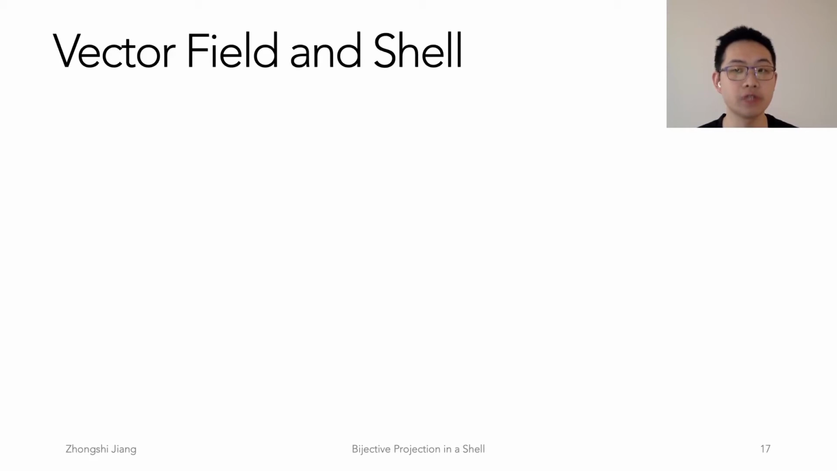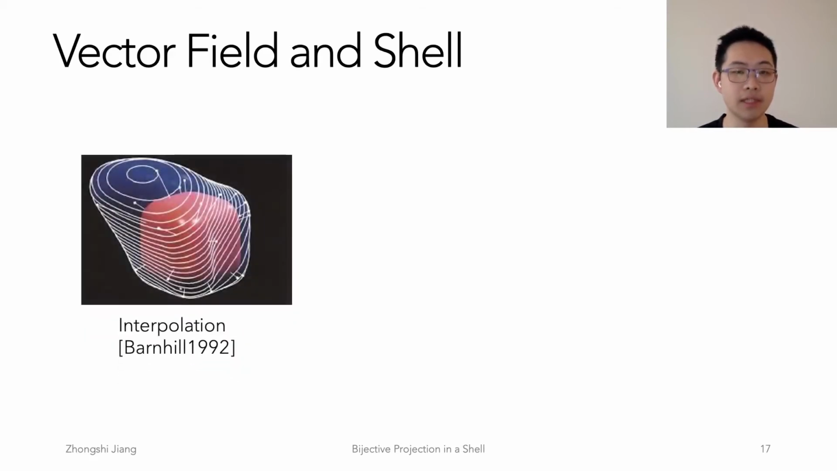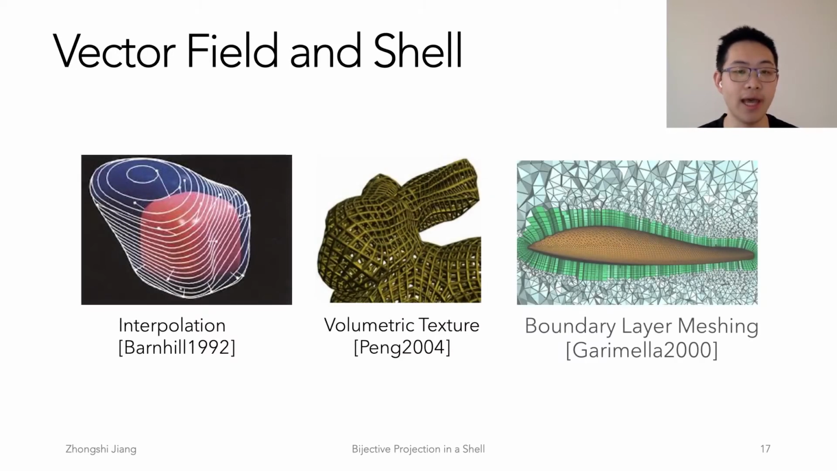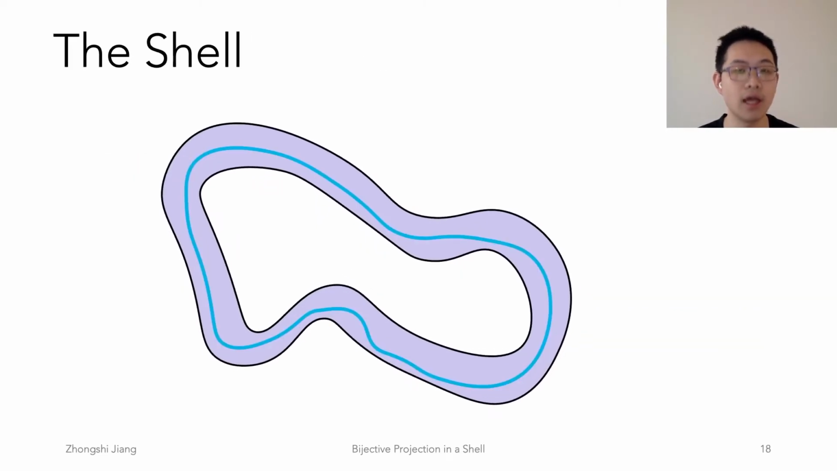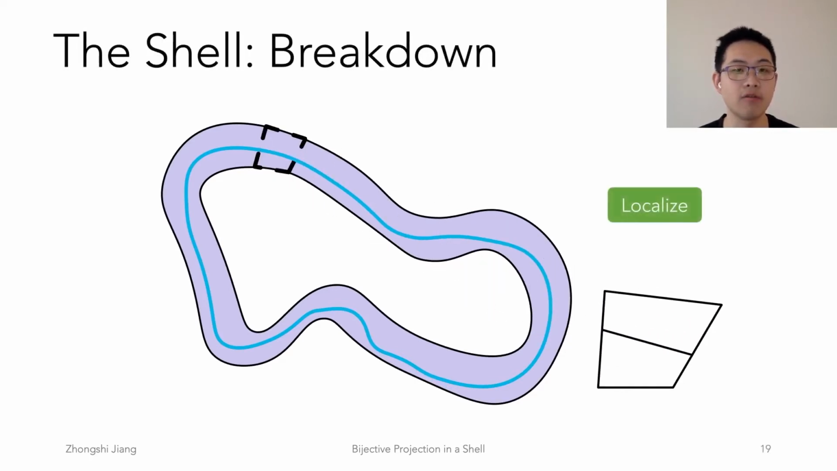The shell structure is frequently used in graphics and engineering, for example, in data interpolation, volumetric texture, and boundary layer meshing. To describe our construction more precisely, our shell is a region around the input surface. It is further tessellated as a collection of prism cells. For easier computation, we further subdivide it to linear tetrahedra and assign a constant direction for each tet that is pointing to the top.